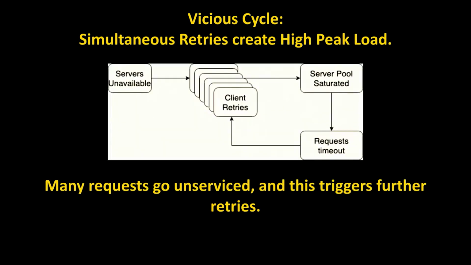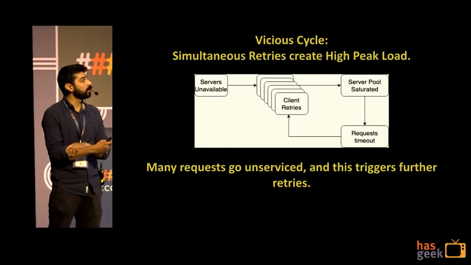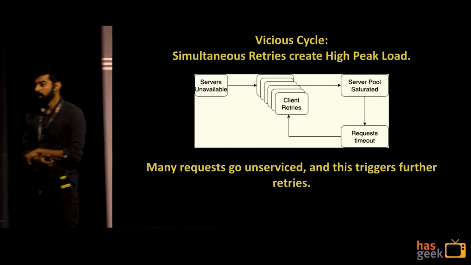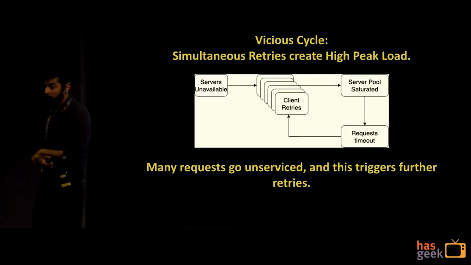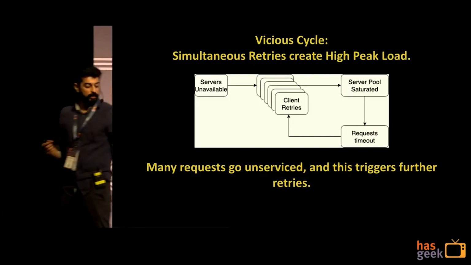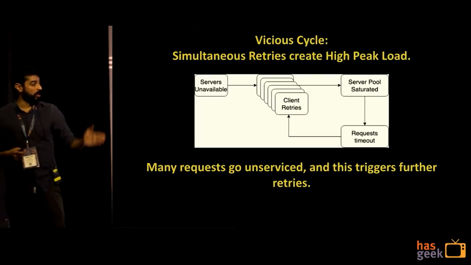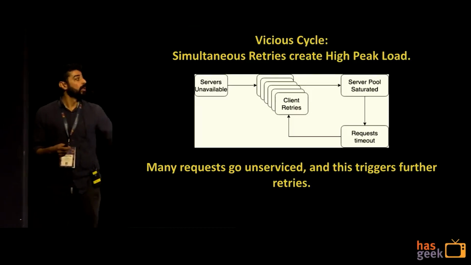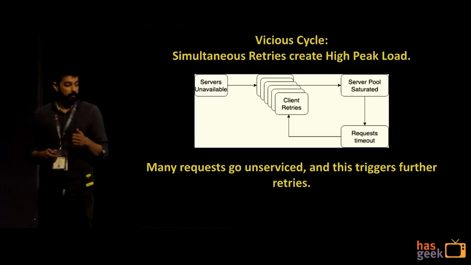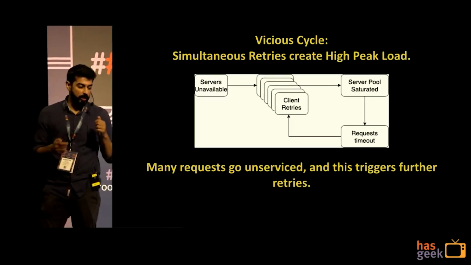This is a prime example of a vicious cycle. So simultaneous retries as a result of server unavailability lead to a saturated server pool. And because the pool is saturated, several requests go unserviced, triggering further retries. So the fact that we're retrying simultaneously, the example uses a 5-second interval, but it could really be any particular interval, the fact that we're all retrying at the same time creates a very high peak load, which causes these requests to time out and makes it very, very hard for the system to recover from this kind of scenario. So the solution that we came up with for this was actually quite simple.